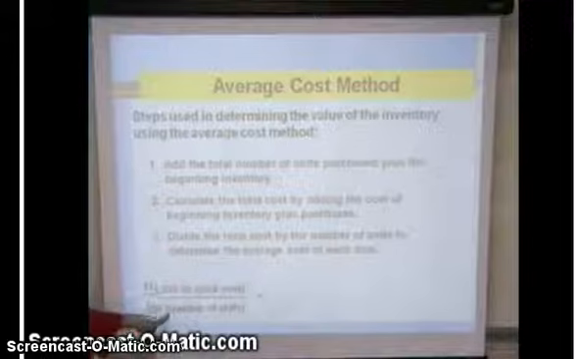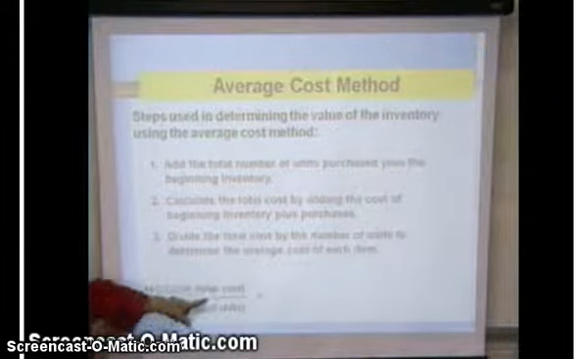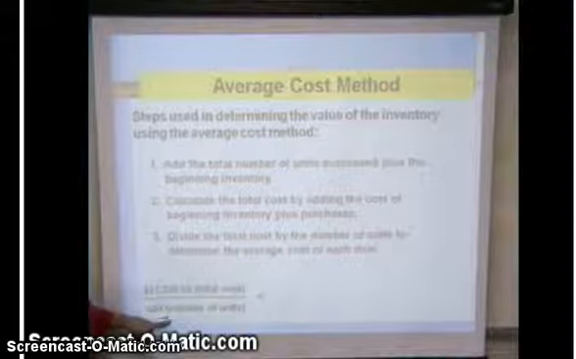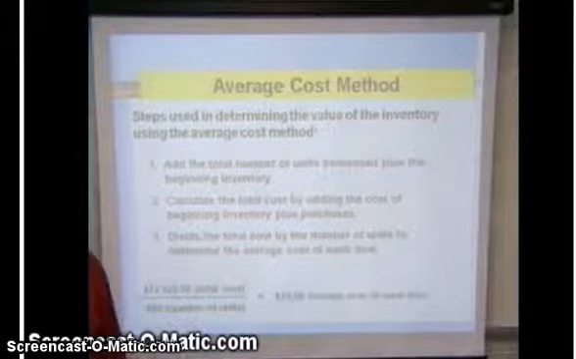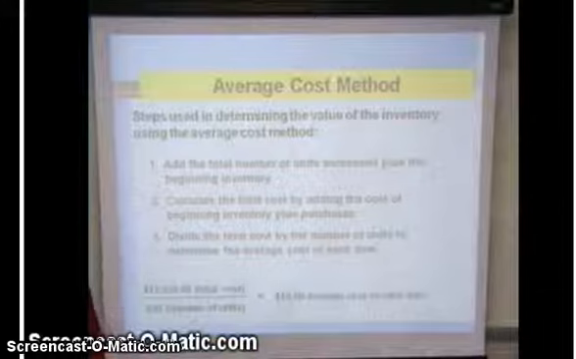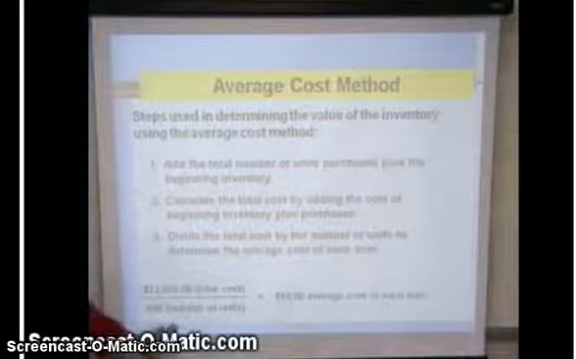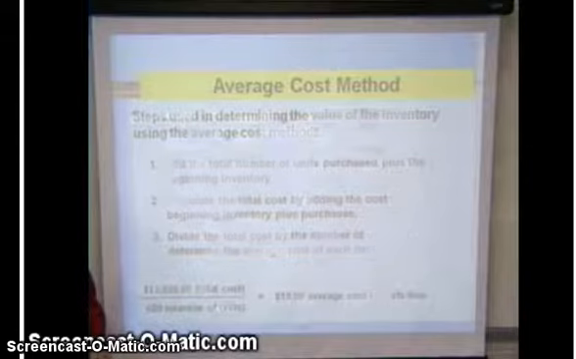So, in this case, they're giving us a little example. The total cost is 12,920. We had 680 units. So we can come up with, well, the average is $19 a unit. So that's the average cost method.